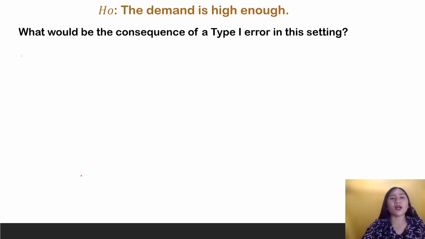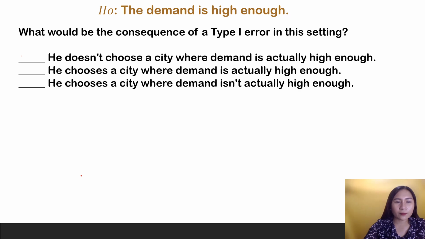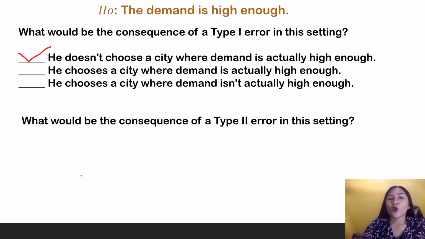Now, what would be the consequence of a type 1 error in this setting? Who would like to answer? Catherine, you were raising your hand. Correct. Very good, Catherine. The correct answer is the first statement. He does not choose a city where demand is actually high enough. That is a type 1 error. Next, what would be the consequence of a type 2 error in this setting?